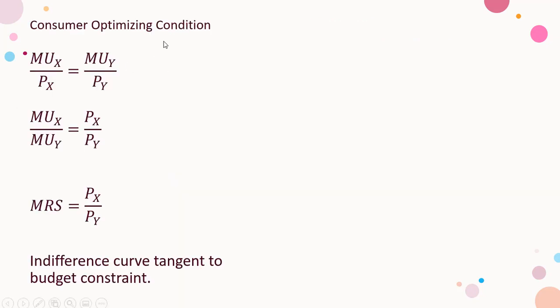In terms of the optimizing condition, the consumer will allocate his or her income in such a manner where the marginal utility per dollar is equal across both goods or all goods. We could rearrange this equation to get something like this. Ratio of the marginal utilities equals the ratio of the prices. And notice the left-hand side is just the marginal rate of substitution. All of these things are equivalent to the fact that when the consumer is maximizing utility, subject to a budget constraint, the indifference curve will be just tangent to the budget constraint, or will have a slope that equals the slope of the budget constraint.